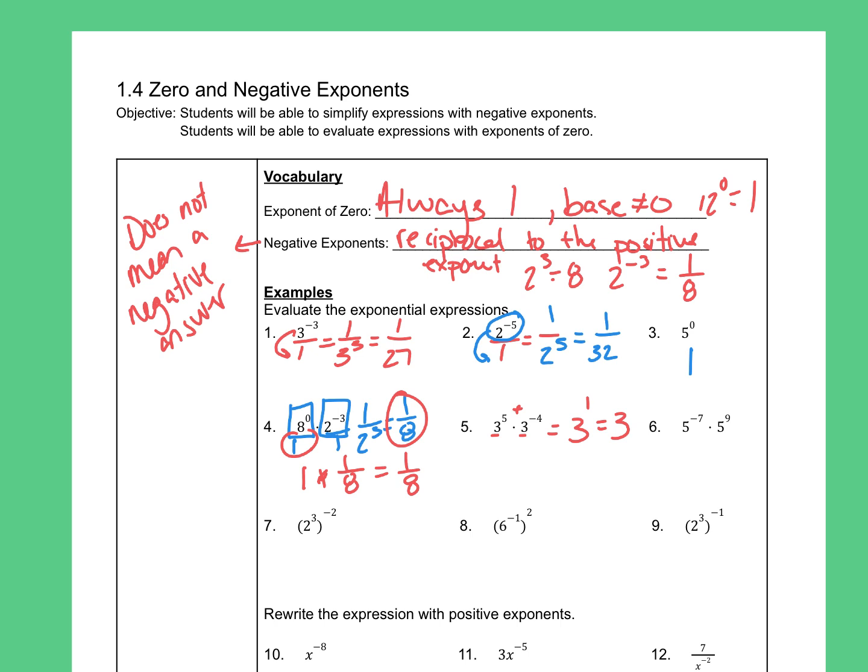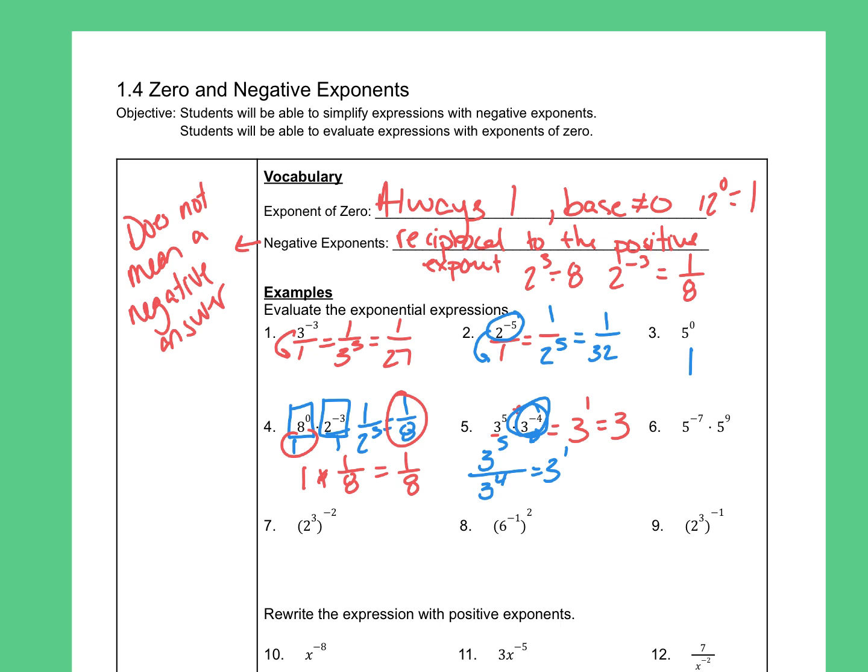That's not the only way we could have solved. If you had looked at the negative exponent first and taken the reciprocal of this, we would have ended up with 3 to the fifth over 3 to the fourth when this 3 to the negative 4 moved down. And then we could have used our division rule where we subtract the exponent, and I still would have gotten 3 to the first.